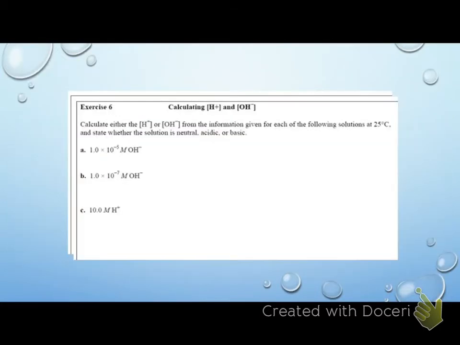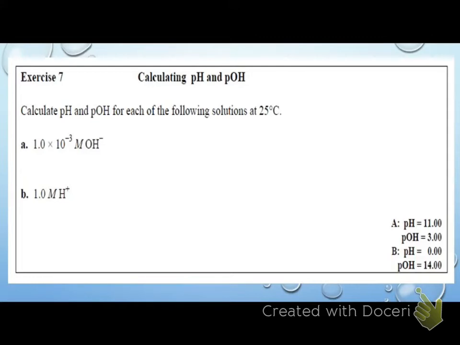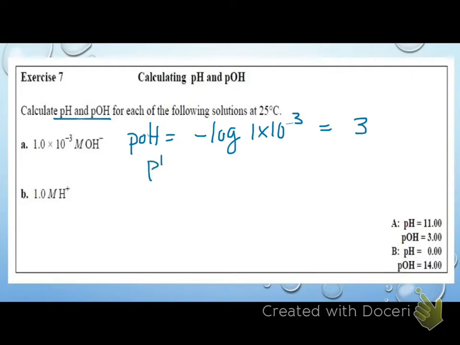All right, so the next one is exercise. We did 6, right? Yes. Okay, so we should be on 7. So this says calculating pH and POH. For this POH, I'm simply going to take the negative log of the 1 times 10 to the negative 3, and I get that it is 3. So if I want to get pH, I'm going to take 14 minus 3, and I would get a pH of 11, which is definitely basic.